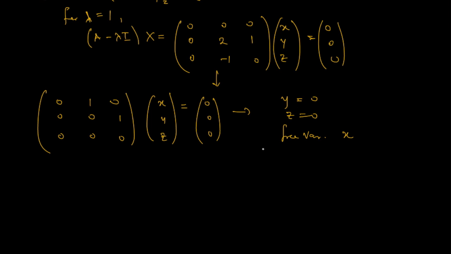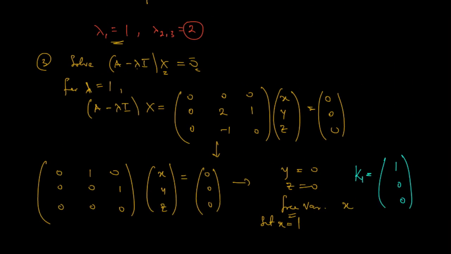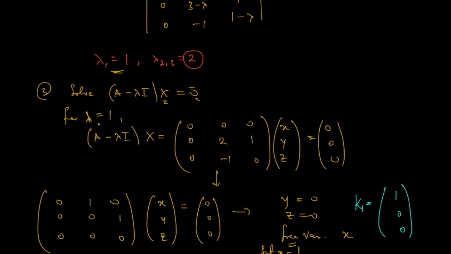Since our free variable is x, like I've said in the previous videos, you could set the free variable to be anything. That's why it's called free. You could give it any number, and it still stays valid. But let's set our x to be 1. So the eigenvector that corresponds to lambda equals 1 is going to be k1 equals x, which is 1, y, which is 0, and z, which is also 0. That's exactly what we obtain for the eigenvector that corresponds to lambda equals 1.